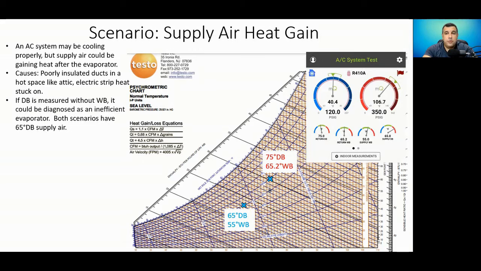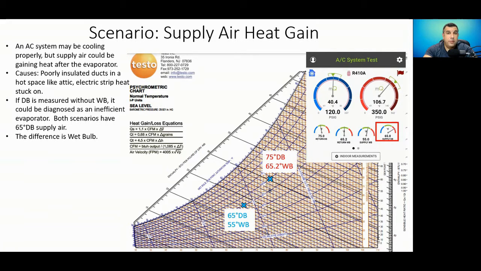So notice here, Measure Quick, it's not happy. We have a red flag. If dry bulb, though, is measured without wet bulb, it could be diagnosed as something completely different. You could be thinking you're low on refrigerant. Maybe you have a bad TXV or a liquid line restriction, because in both cases, you're reading a 65-degree dry bulb. So do you see now why it's important to read wet bulb in addition? Because that's going to help narrow down the problem a lot better.